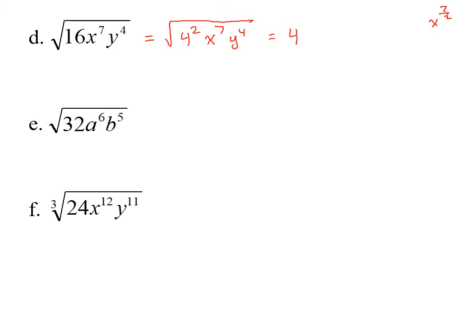Now, 2 doesn't go into 7, so this is very much like 4th grade division. You have to divide. How many times does 2 go into 7? It goes in 3 times with 1 left over. The 3 that it goes into comes out in front. The 1 that's left over stays underneath the radical.